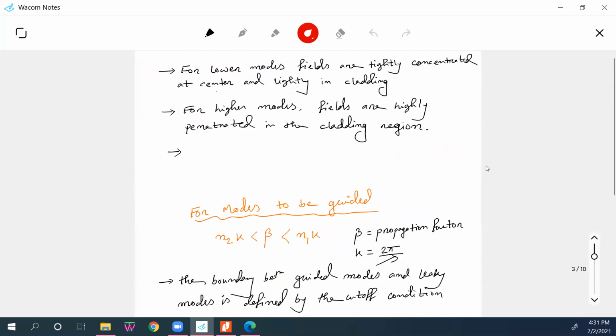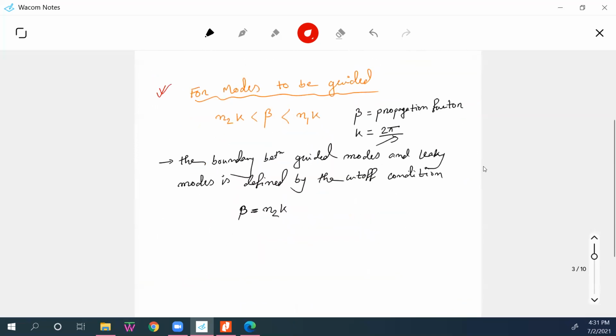For lower modes, fields are tightly concentrated at the center, we know it. For higher modes, fields highly penetrate the cladding, we know it. For a mode to be guided, this is the condition: beta has to be greater than n2k. What is beta? Beta is nothing but the propagation factor. The condition where beta becomes n2k is called the cutoff condition. This is the least condition. You cannot go beyond it. If you go beyond, you go from guiding mode to radiation mode.